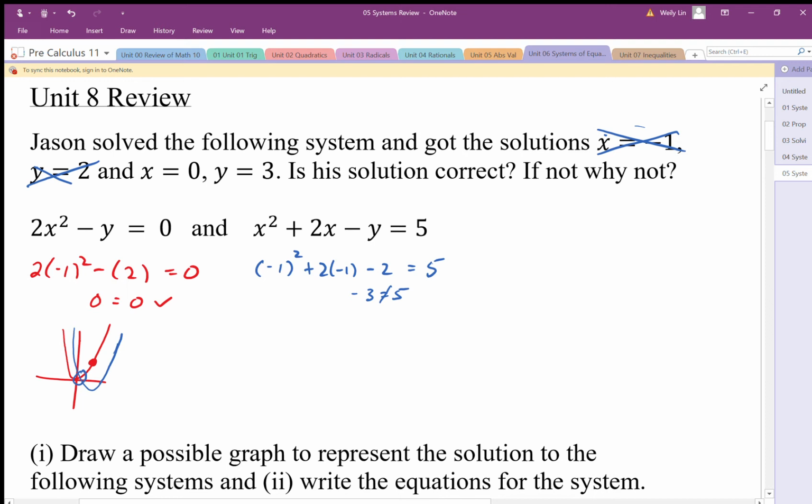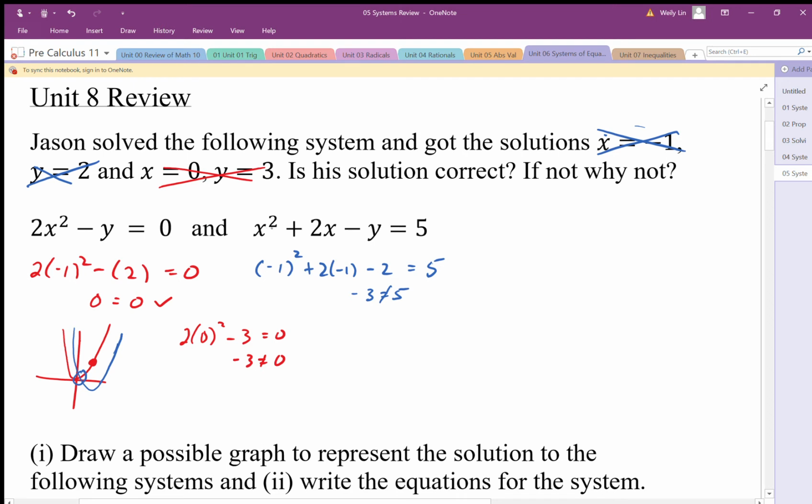Now we could always test the other coordinate into the same system. x equals 0, y equals 3. So I plug in x equals 0, 2 times 0 squared minus 3 equals 0. Okay, well, -3 is not equal to 0, so we know that this coordinate does not exist on the first graph, so it cannot be a solution to both of them, because it has to intersect. It has to be a coordinate on both graphs.